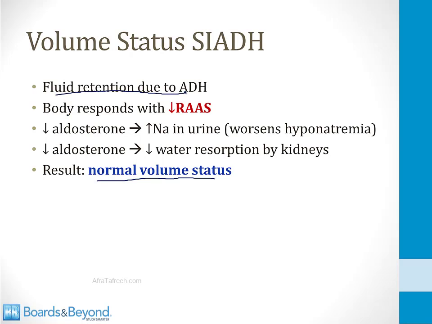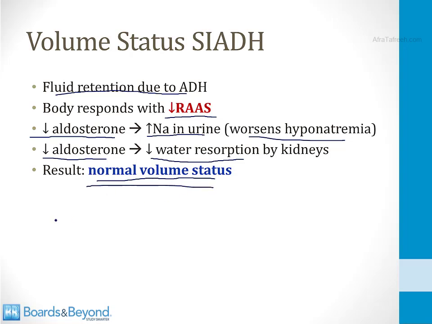However, the body responds by dialing down the renin-angiotensin-aldosterone system. The lowering of aldosterone levels leads to more sodium going out in the urine. This worsens the hyponatremia. However, the lowering of the aldosterone levels also decreases the water reabsorption by the kidneys, and this prevents patients from becoming fluid overloaded, and that is why patients with SIADH have a normal volume status.